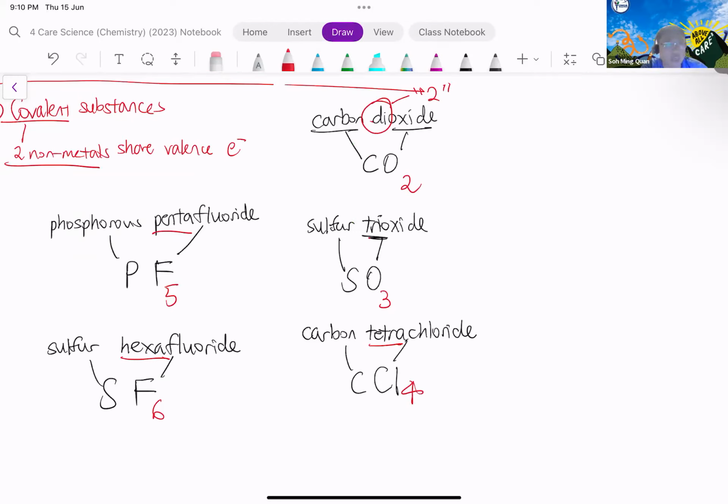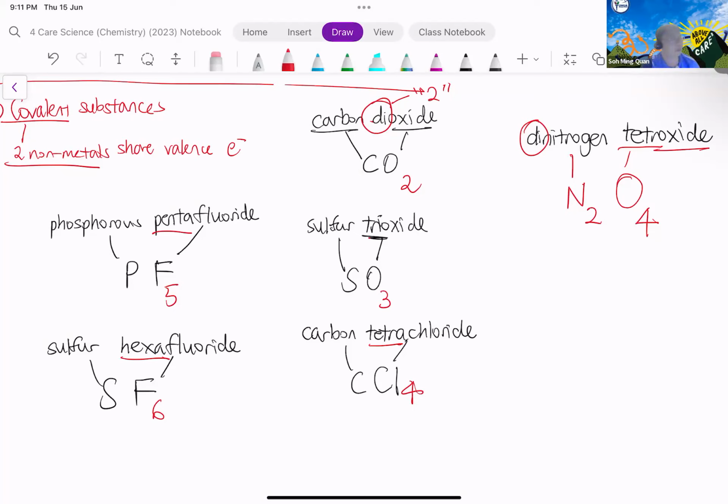So even if I give you something really complicated like this, dinitrogen tetroxide, then you'll be like, what? But slowly work it out. Di means 2. So dinitrogen means N2. Oxide comes from oxygen, right? Tetra is 4. So dinitrogen tetroxide is N2O4. Okay? So the prefixes will tell you how many of the atom you have in the covalent substance. So this system of prefixes is used for covalent substances.